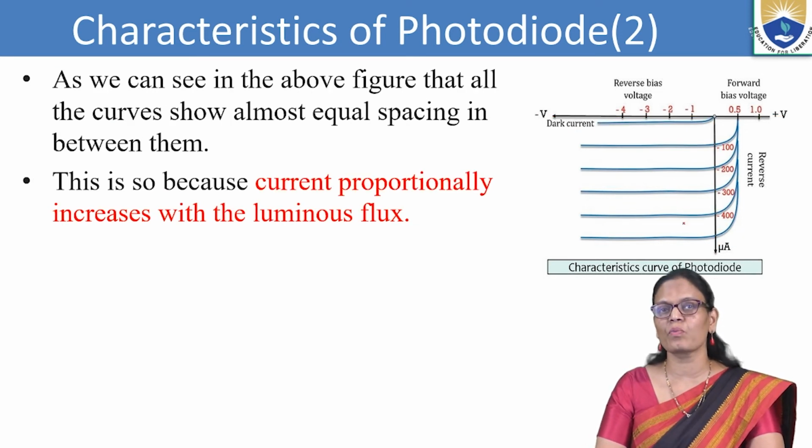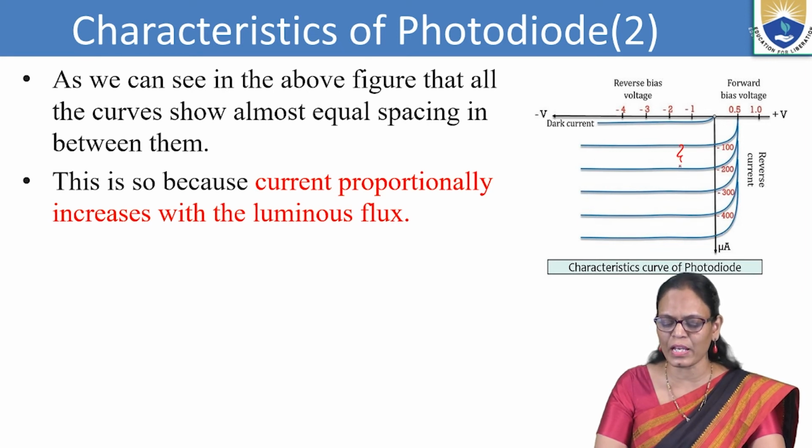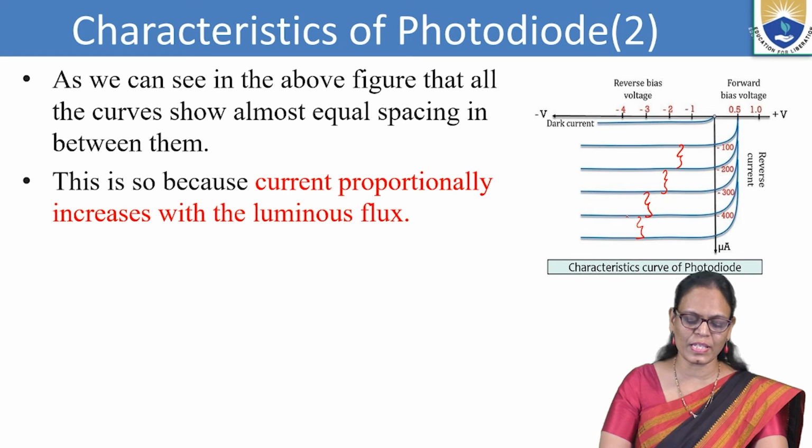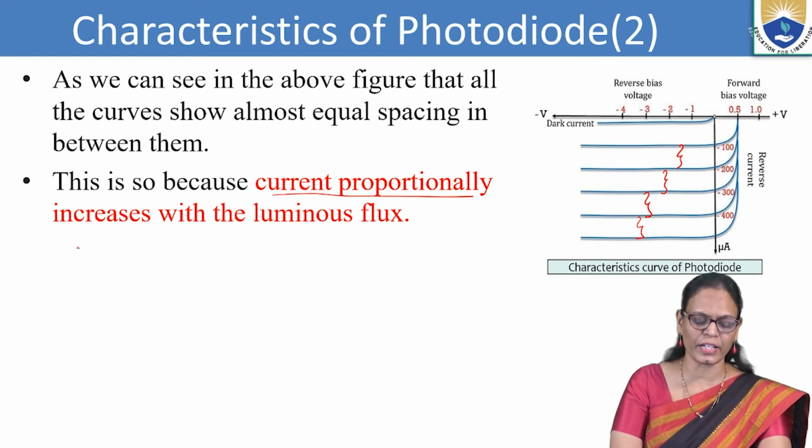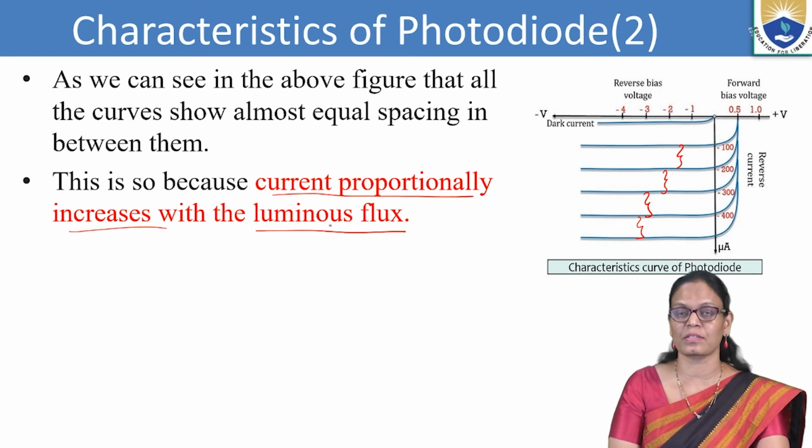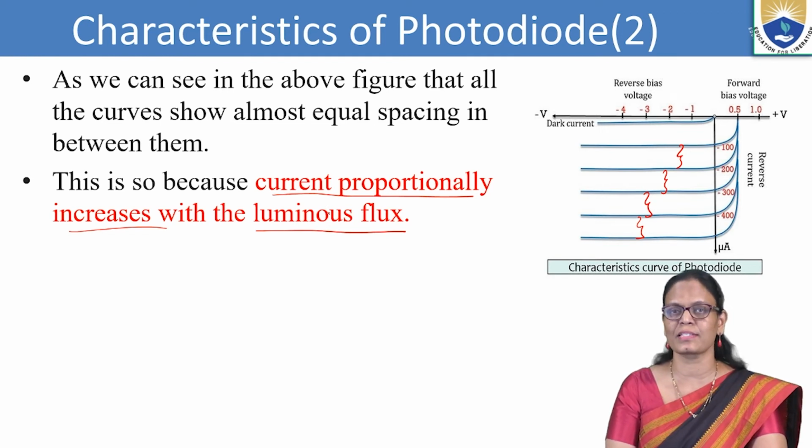And then in the figure, what we are seeing, there is almost equal spacing between these curves. What this shows is current proportionally increases with the luminous flux. Means as the intensity of light increases, the current increases, and they are directly proportional.